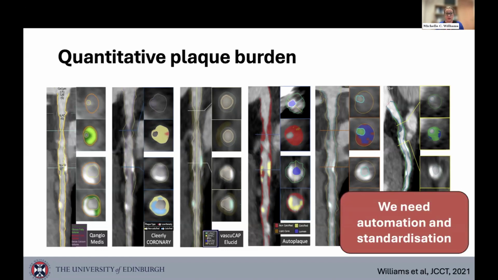The other thing that's really important is automation. I do not have the time to draw around coronary arteries in my routine clinical practice. I need to be reporting scans very fast. My reporting list is very long. So I need a lot of help from the machine learning tools that are being developed to actually make this a reality. Fortunately, some of these already have machine learning built into them to make things a bit quicker for us.